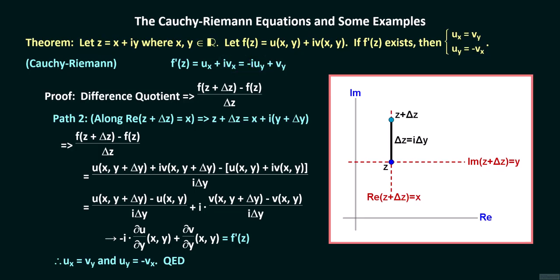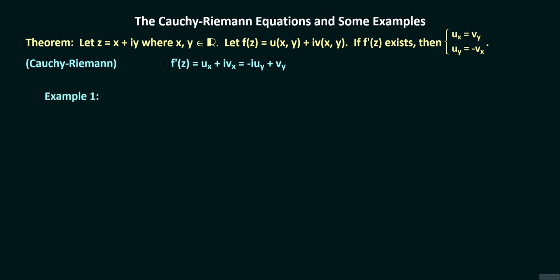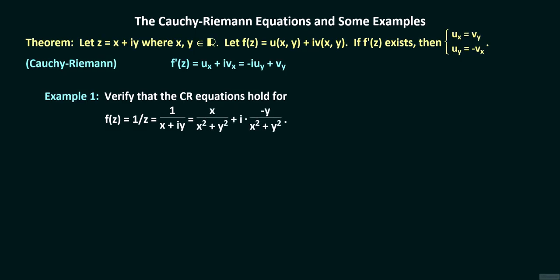We now present 3 examples related to the use of the Cauchy-Riemann equations. For the first example, we verify the Cauchy-Riemann equations for f(z) = 1/z, or 1/(x + iy). 1/(x + iy) equals x/(x² + y²) + i(−y)/(x² + y²), so that u equals this part and v equals this part.